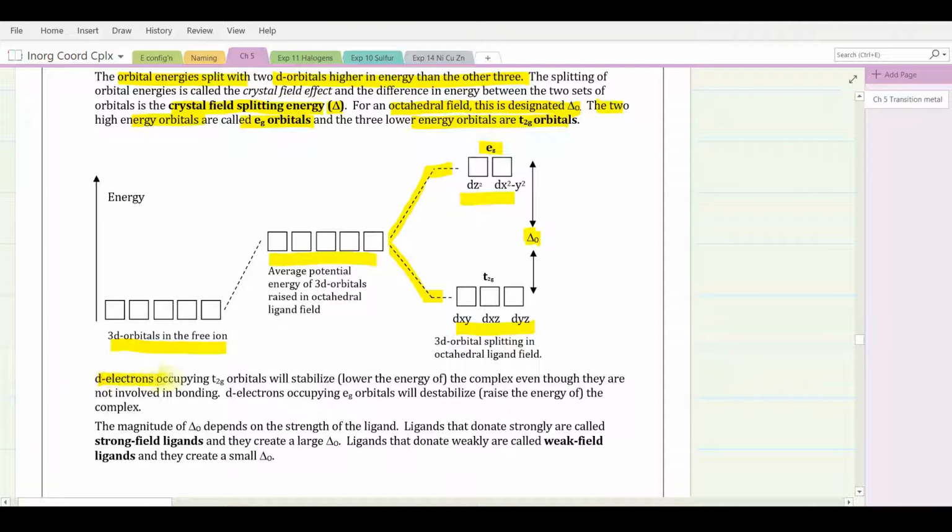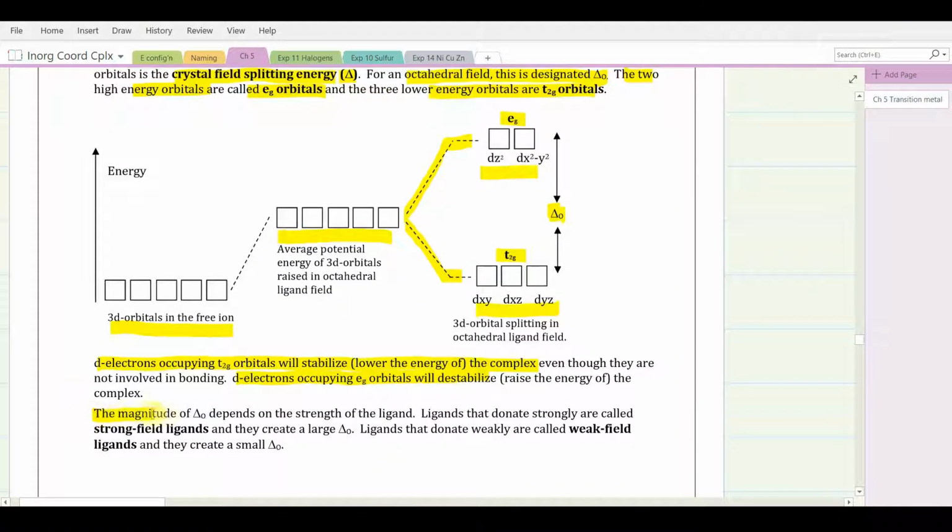D electrons occupying the t2g orbitals, these are the lower ones, will stabilize the complex. So any bonds that are formed using these low energy orbitals would tend to produce a stable complex. Whereas d electrons occupying eg orbitals would tend to destabilize or raise the energy of the complex because they repel the ligands coming into bond.